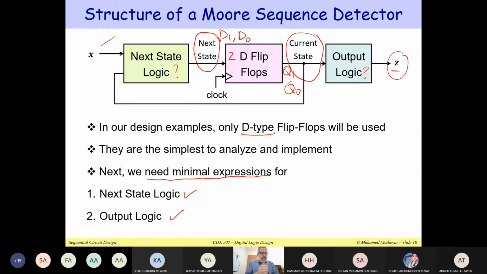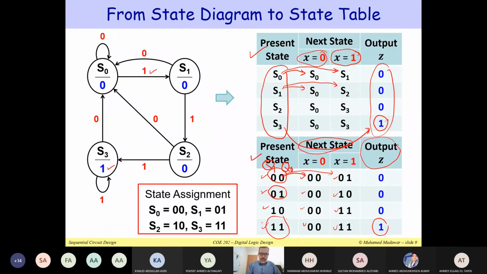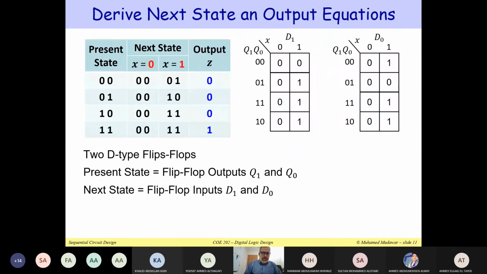Do you know a method to obtain the minimal expressions for the next state logic and the output logic? How do you do it? Karnaugh maps. Yes, Karnaugh maps. The next state logic and the output logic are just combinational circuits. You can obtain the equations from the state table, which is basically the truth table for the next state logic and for the output logic. So we can simply use Karnaugh maps, exactly.